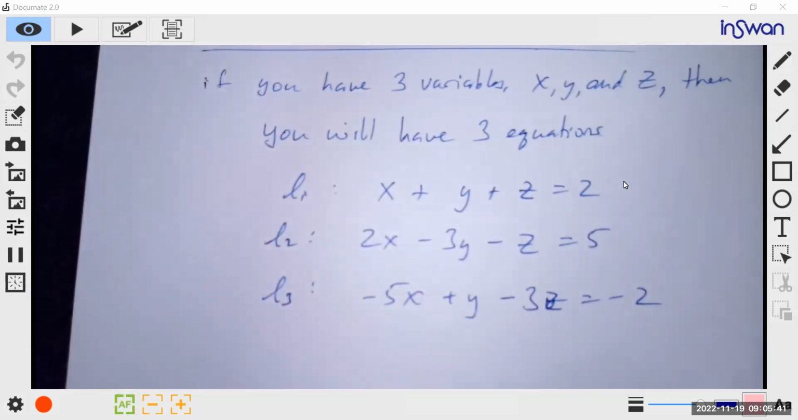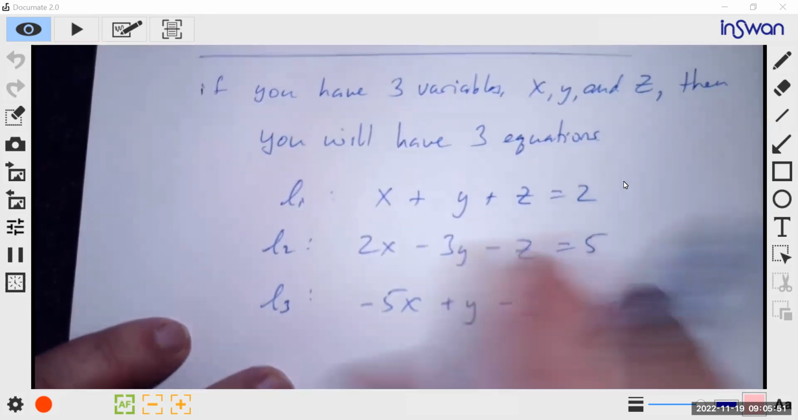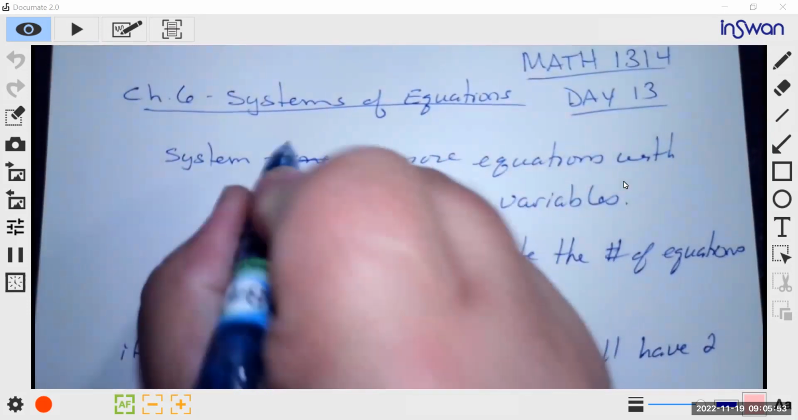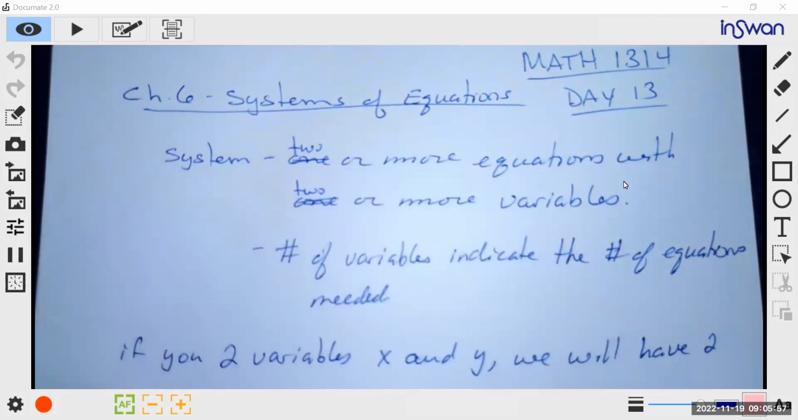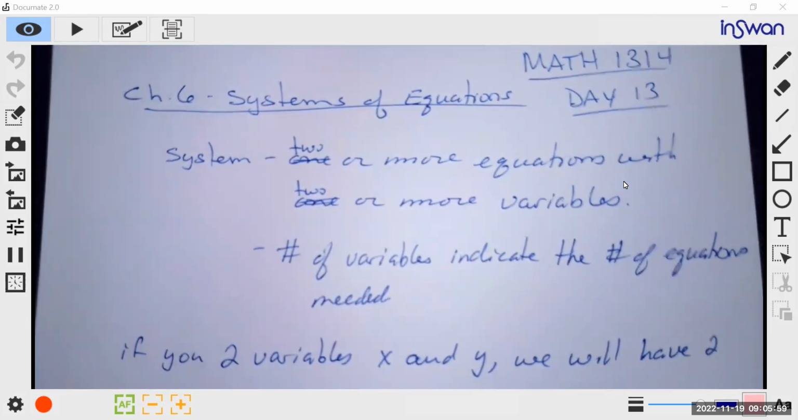All right, so that's what we call a system. It has two or more equations. Let's say it should be two or more, not one or more, because if you have one, that's not a system. That's simply an equation. So we put two or more equations, two or more variables.